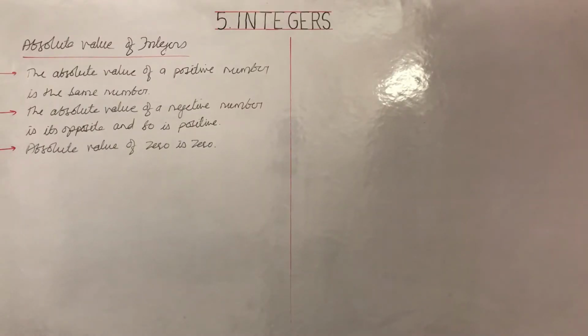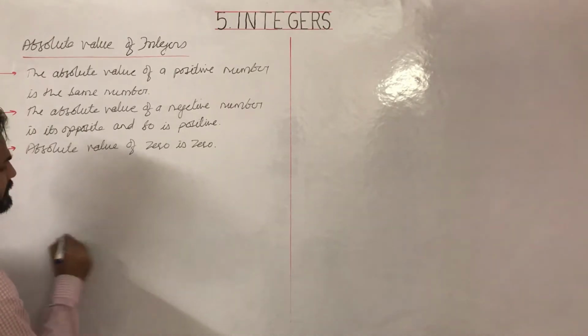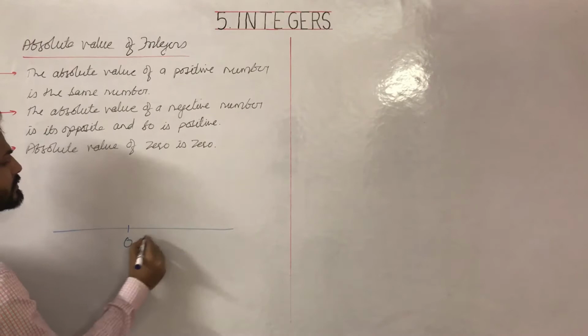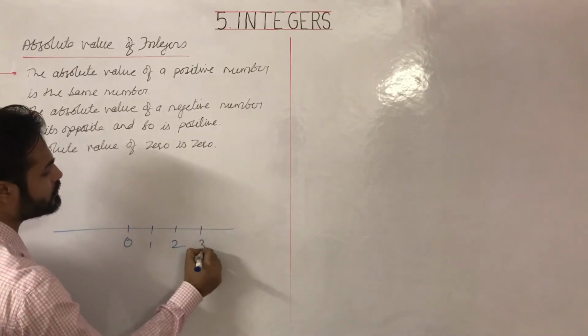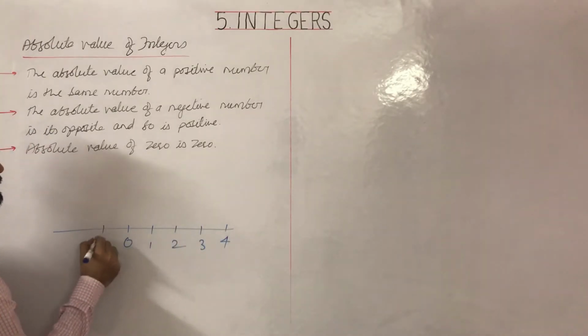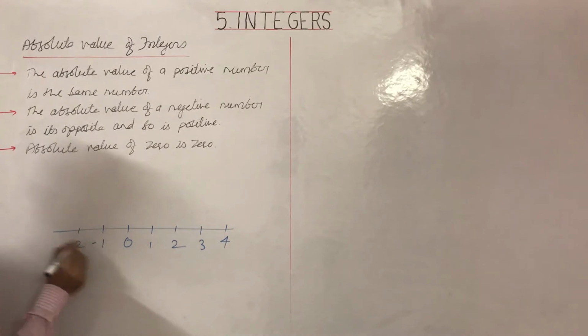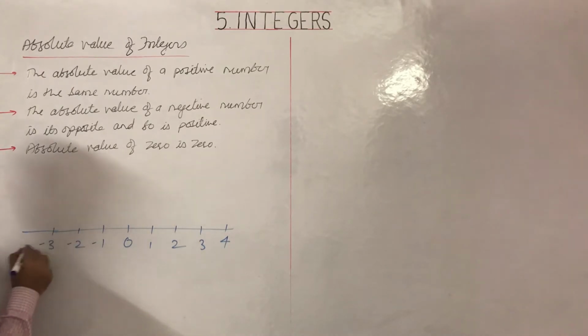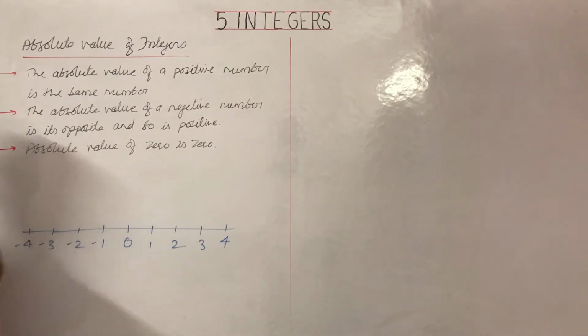Next, absolute value of integer. What is the meaning of absolute value? Absolute value or absolute of anything. So for example, say this is 0, 1, 2, 3, 4, minus 1, minus 2, minus 3, and minus 4.